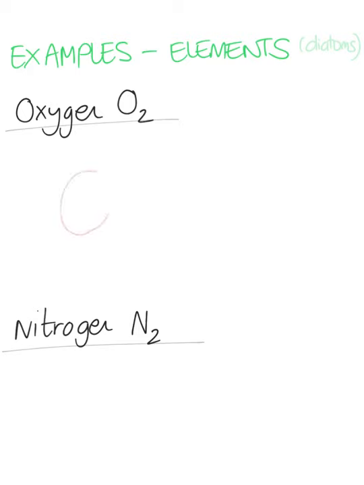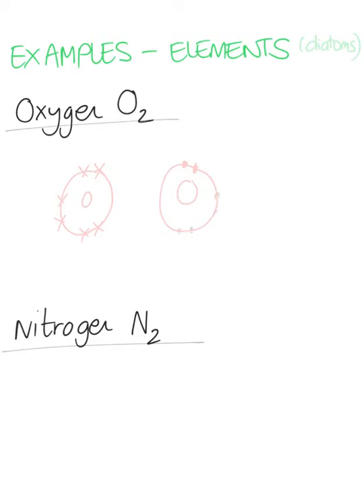Okay, so I'm going to draw 2 atoms of oxygen. Remember, we're only showing the outer shell electrons. Oxygen has 6 electrons in its outer shell. I'm going to draw 2 atoms of oxygen, each with 6 in its outer shell.